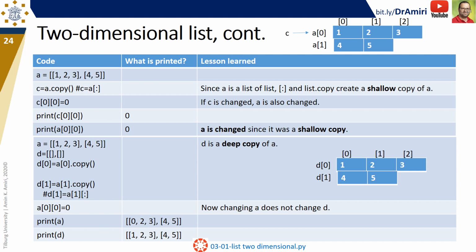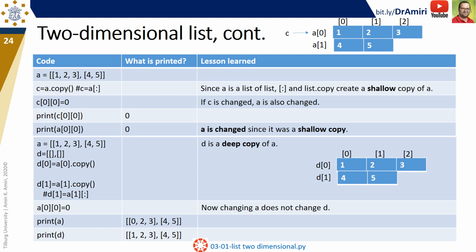You may think that you can copy a two-dimensional list by using the copy method of a list, but that's wrong. If you write, for example, c equals a.copy(), and you try to change c, you will see that a is also changed. That's because this copy is just a shallow copy of a. If a is changed, c is going to change. So it's just again another alias.